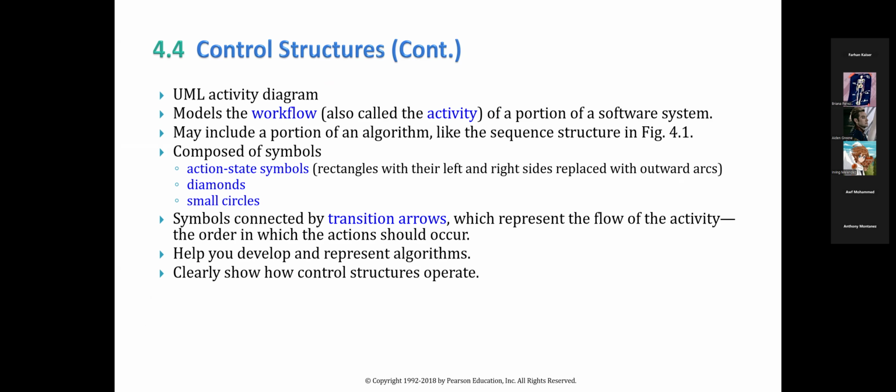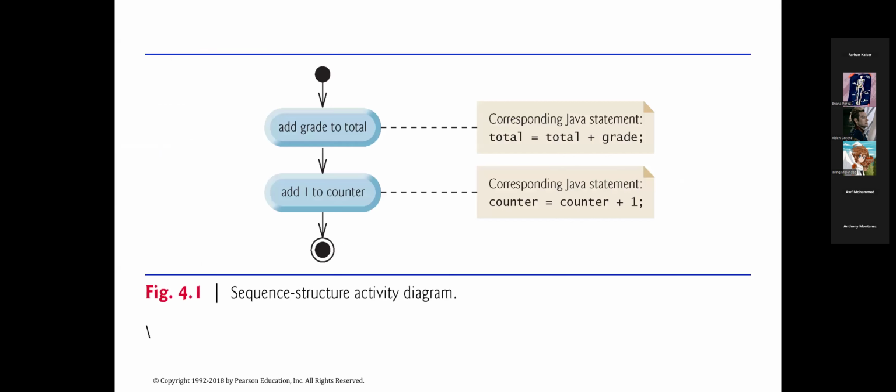For the control structures, for the UML, we can use UML activity diagrams to indicate such a thing. Actually, this is another type of UML diagram, which is a little bit different from the account classes we mentioned in the previous session. We call it an activity diagram rather than a class diagram.